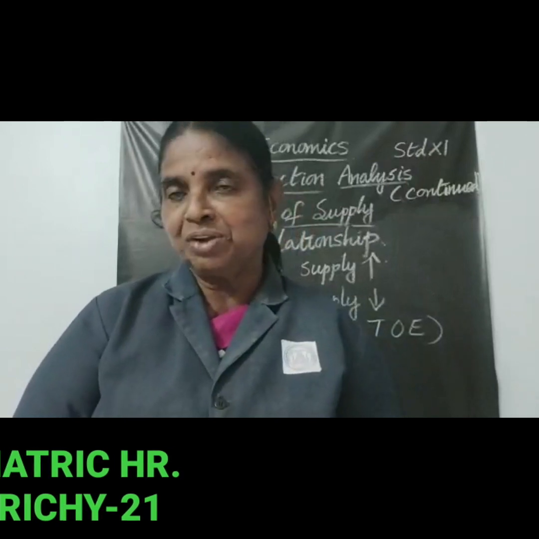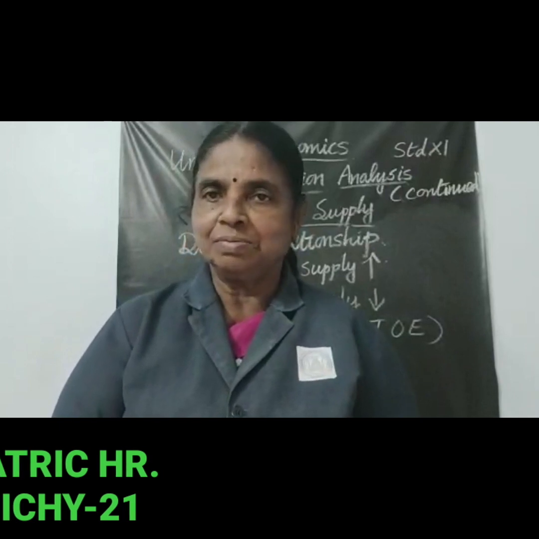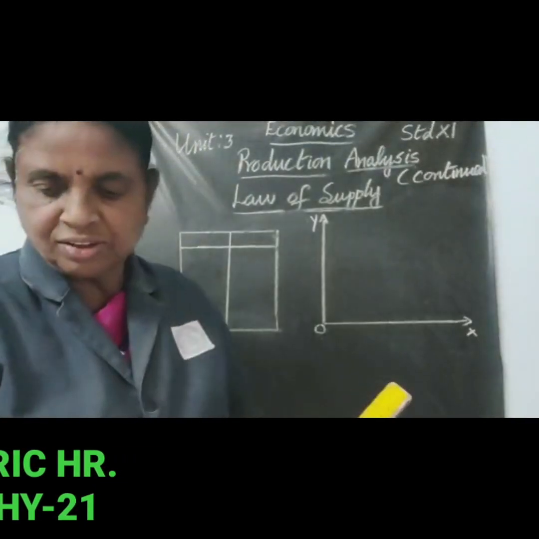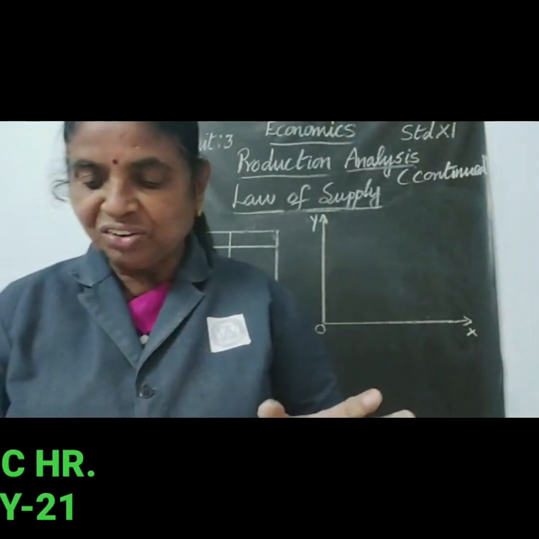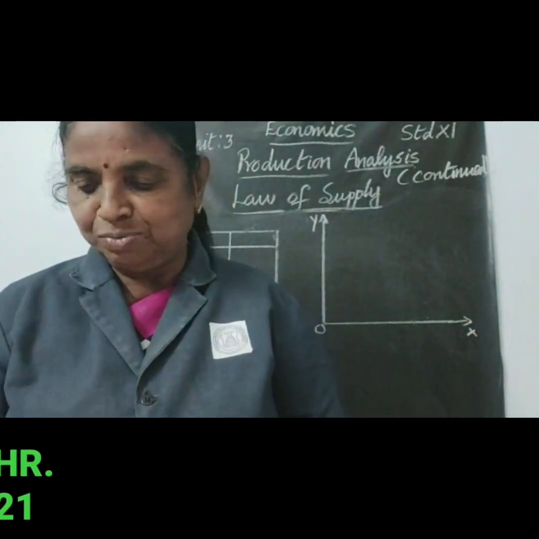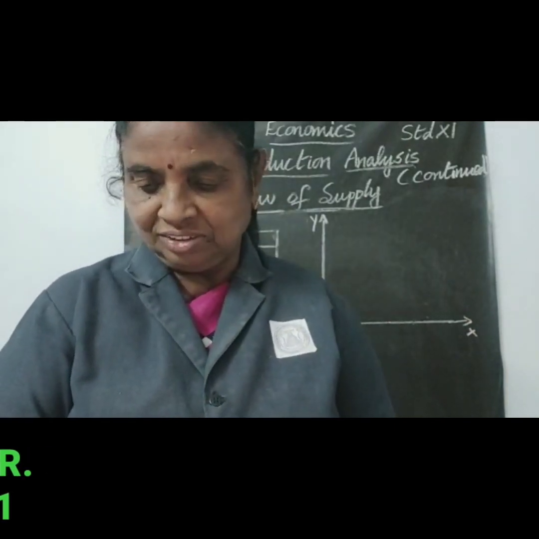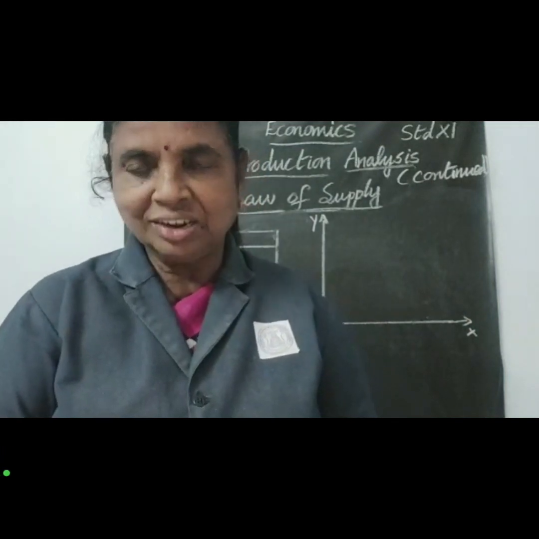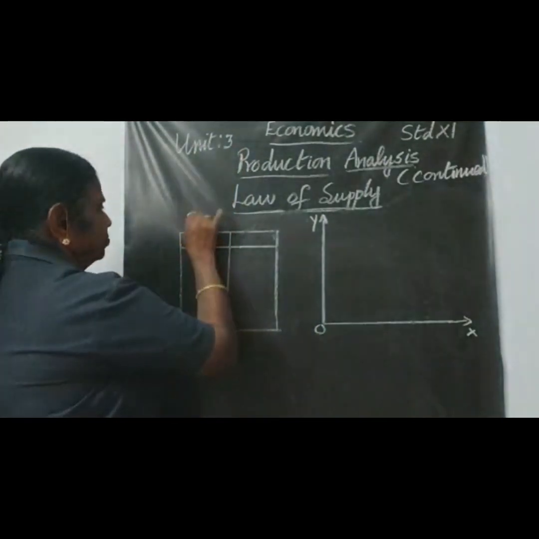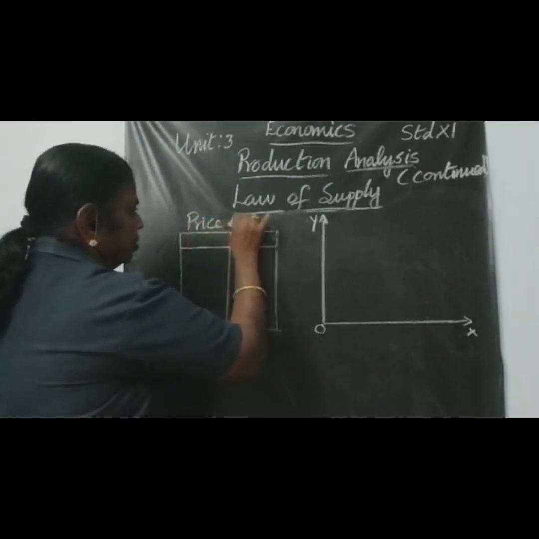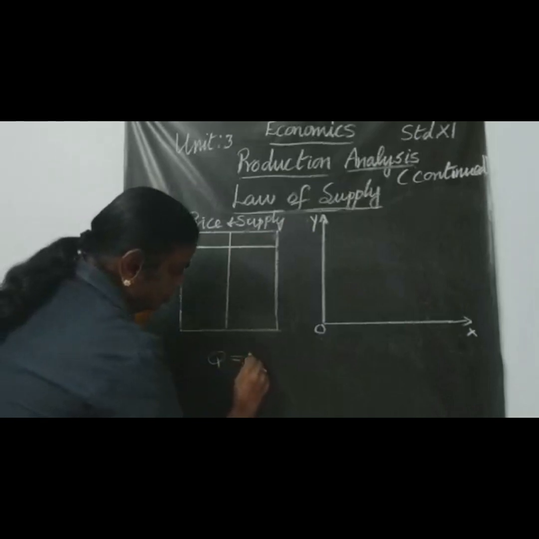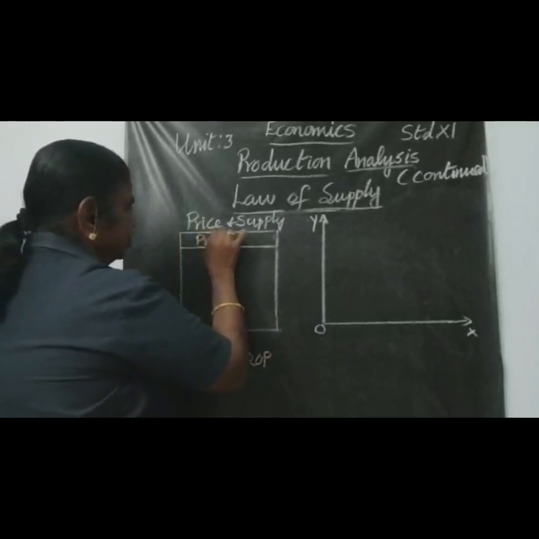Law of supply can be easily explained with the help of a table and diagram. Suppose the supply function Qs is equal to a function of P, or Q is equal to 20P. Here P is an independent variable. So when the price changes, new values of quantity can be calculated. In the table, price and supply are mentioned. We have taken Q equal to 20P.